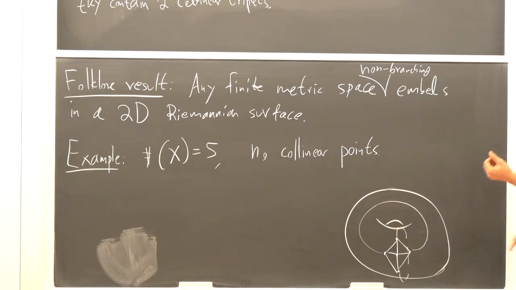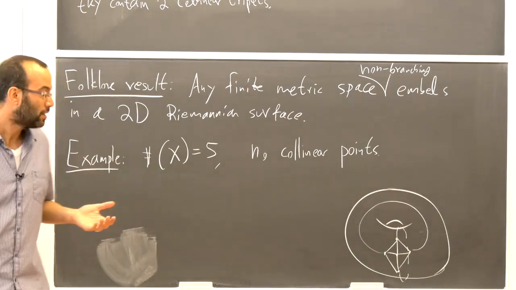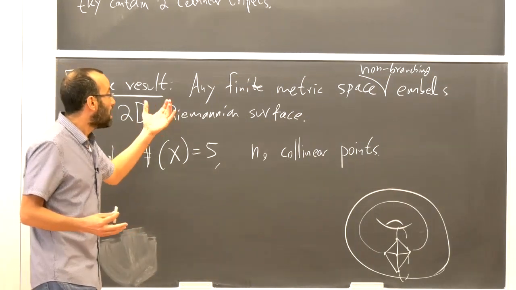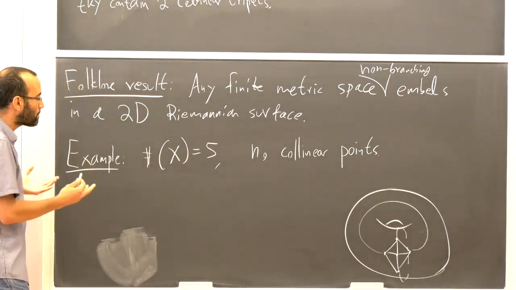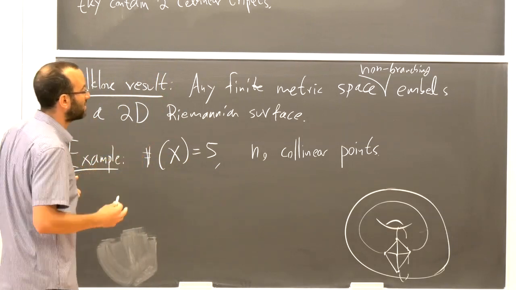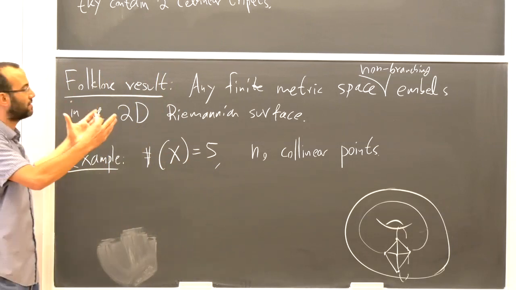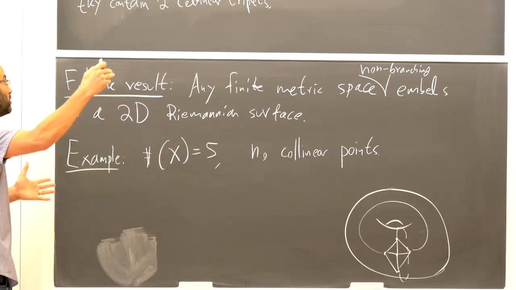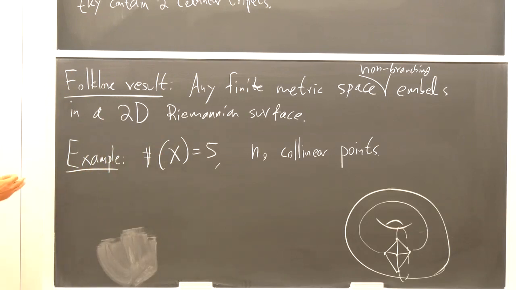So this folklore result tells you that you cannot detect that many things from knowing the distances in some set. Even if you take, say, in R3 a net in some big box, a grid of 100 by 100 by 100, a million points, and you look at distances, this still embeds in a two-dimensional Riemannian surface. So it does not even detect the fact that it came from a 3D space if you don't restrict the topology.